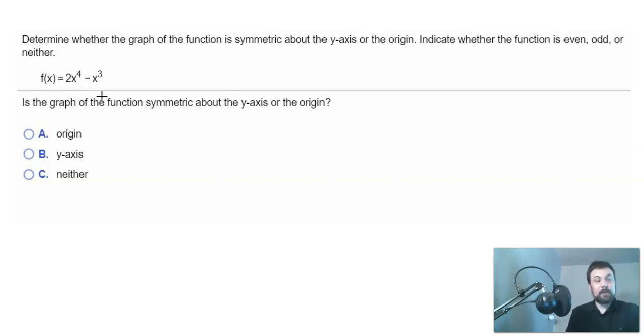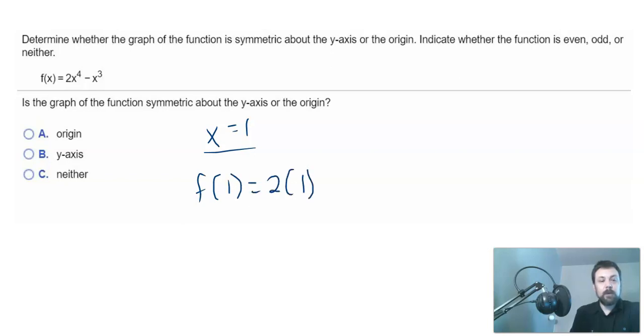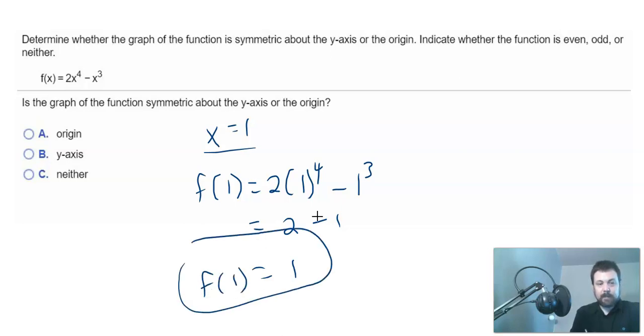All right, what about this one? Let's just check these by experiment. I won't do both ways this time. This time we can choose 1, it's not going to zero out. I can tell by looking at the numbers here. So we'll plug in 1 for x. So we get f of 1 equals 2 times 1 to the 4th power minus 1 to the 3rd power. That's going to be 2 minus 1, which equals 1. So when I plug in 1 for x, I get 1 for y.